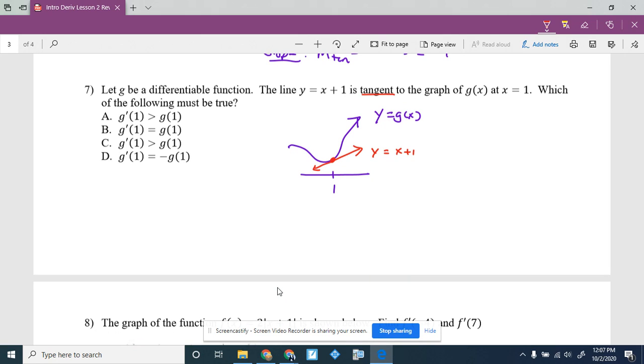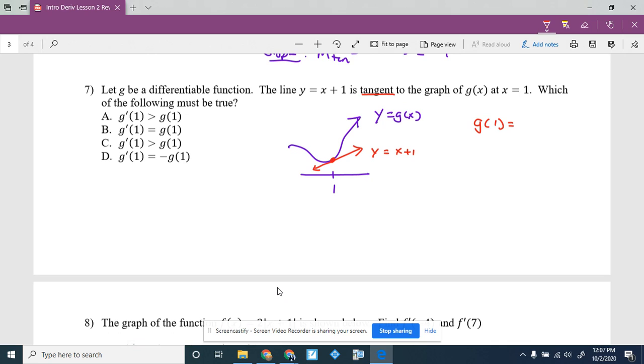It says which of the following must be true, okay? So you're like, all right, so it looks like they're comparing g prime of 1 and g of 1 in all of these, right? Basically greater than, equal to, less than, one's a negative of. So I guess the question is, well, how could I figure that out? Well, could you figure out g of 1, right? So if I wanted to do g of 1, could I do it? Well, that would be the y value right here. And you're like, well, again, you don't have g.